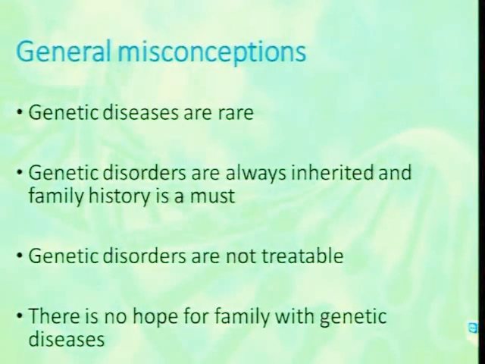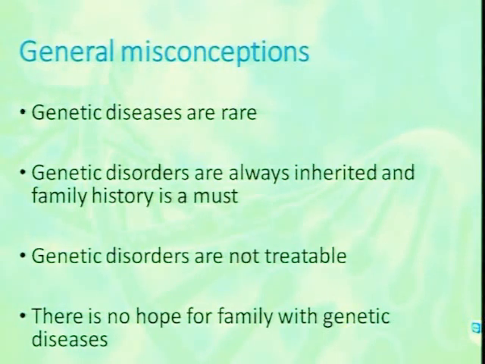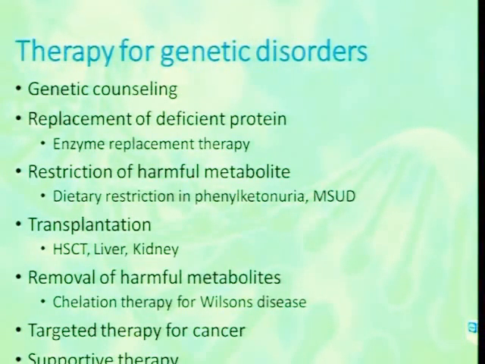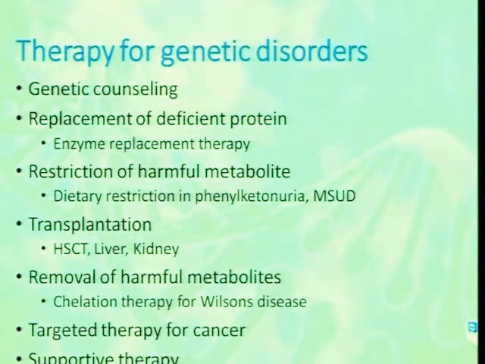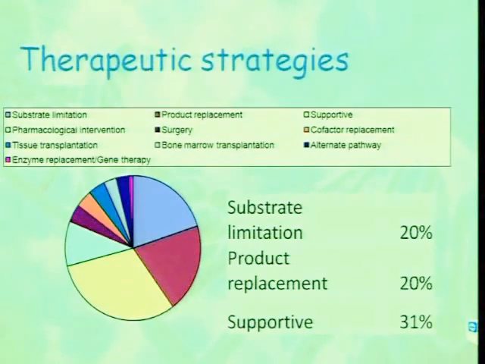And nowadays we should say even better, because newer therapies are coming for genetic diseases. So not only diagnosing genetic disorders, we are able to treat many of them using various treatment strategies, like replacement of deficient protein, enzyme replacement therapy given for various lysosomal storage disorders. We can restrict the harmful metabolite like in phenylketonuria or MSUD. We can give deficient diets to the patients. We can transplant the bone marrow, liver or kidney if the disease is causing abnormality in that organ. We can do chelation therapy in Wilson's disease, targeted therapies for cancer, and supportive therapy, genetic counseling is always there. So most of the therapies now are basically limited to substrate limitation, product replacement and supportive therapy. But newer and newer therapies are coming up as we know more and more about the diseases.